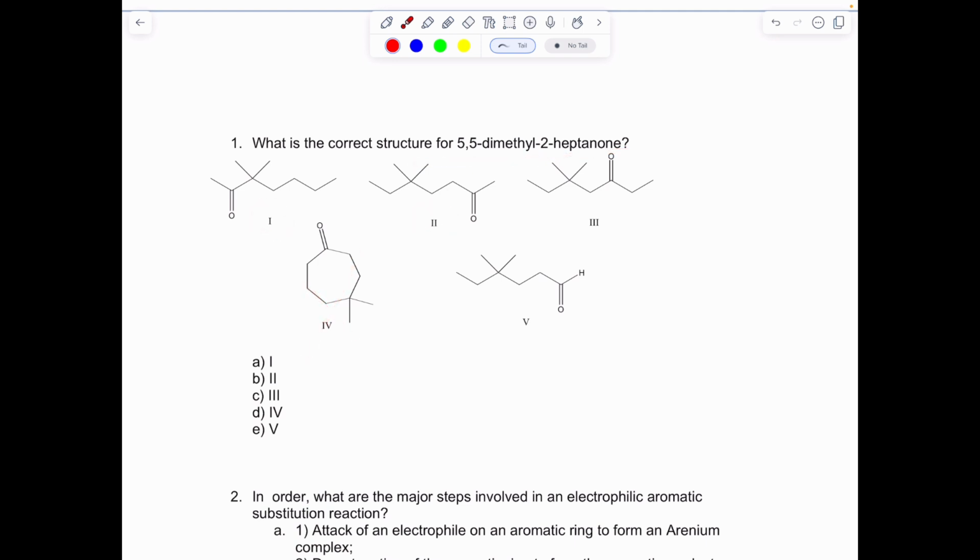And then from there, let's just verify that both of these have 7 carbons. So 1, 2, 3, 4, 5, 6, 7. And 1, 2, 3, 4, 5, 6, 7. So it's going to be one of these two. Both of these have the ketone on carbon 2 if they're numbering with the ketone having the lowest number. But molecule 1 has the methyl groups on carbon 3 and molecule 2 has the methyl groups on carbon 5. So because we needed it to be 5,5-dimethyl, the correct answer is going to be B.